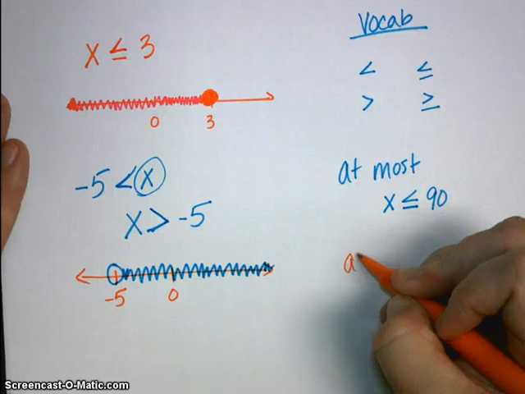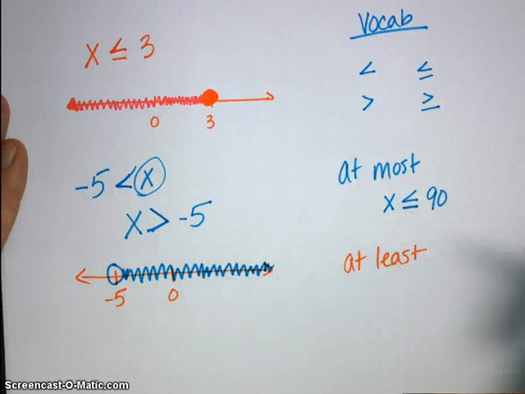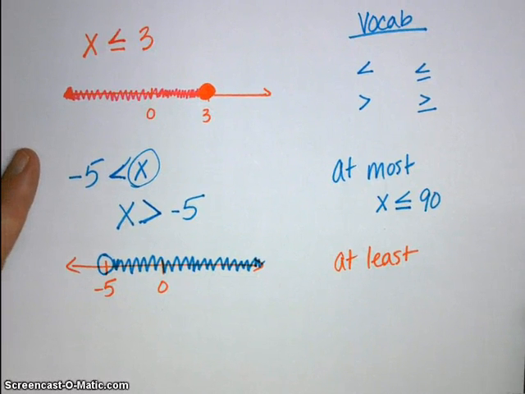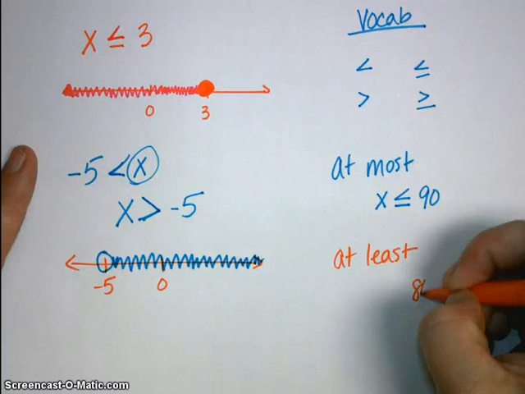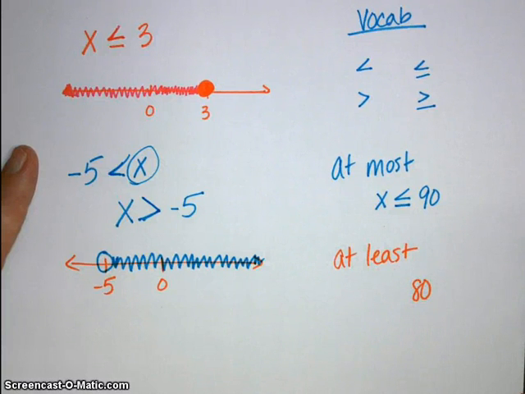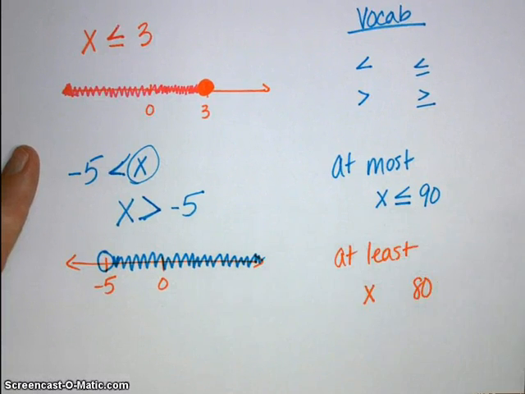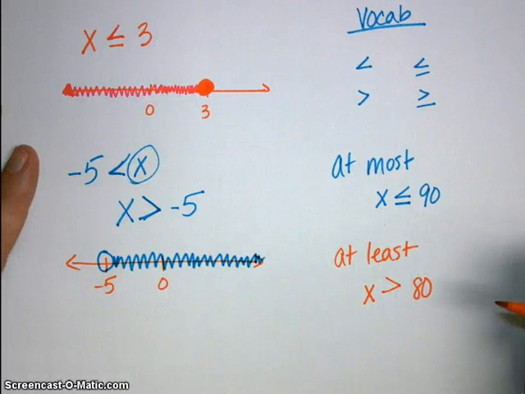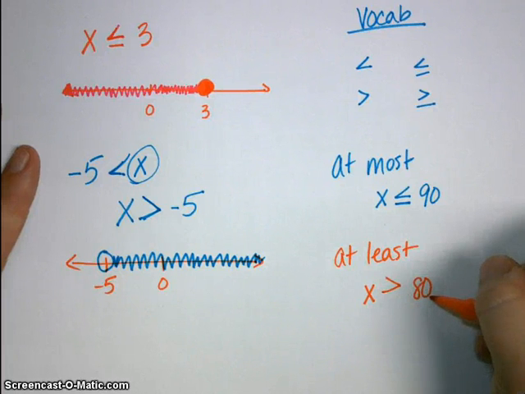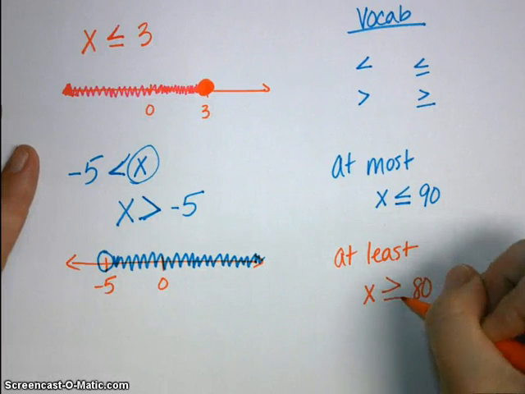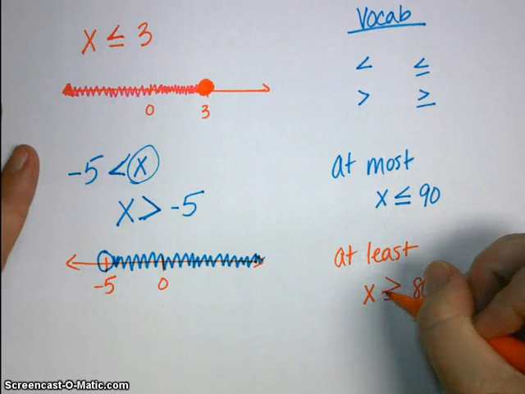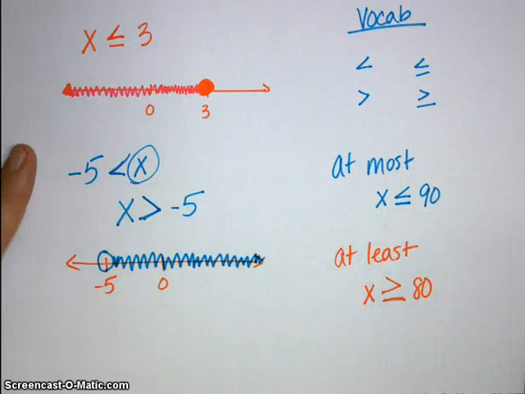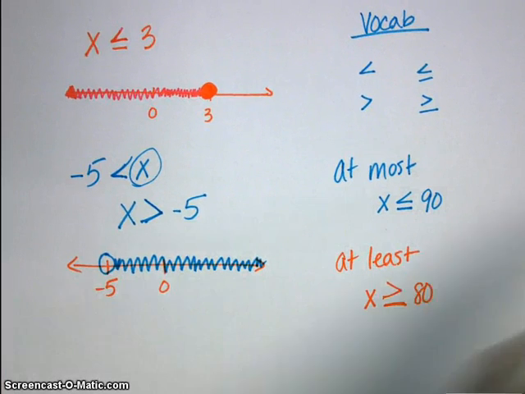Another one is at least. If I say you need to make at least an 80 in this class, that means you need to make an 80 or bigger. So I'm going to place my x and my 80 there. I know that I need to make bigger than an 80, but I also can make an 80, at least an 80. That means bigger than an 80, 81, 82, and all the way up, or equal to an 80. We'll learn some more words tomorrow.